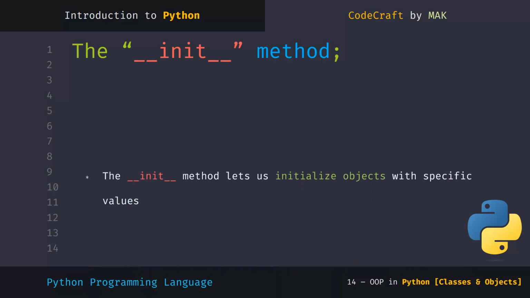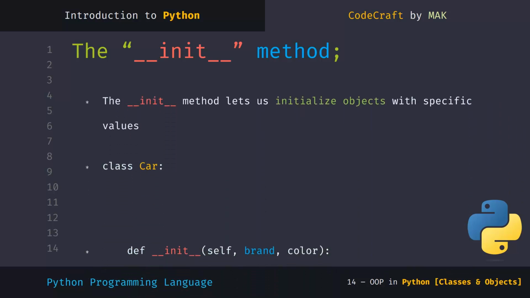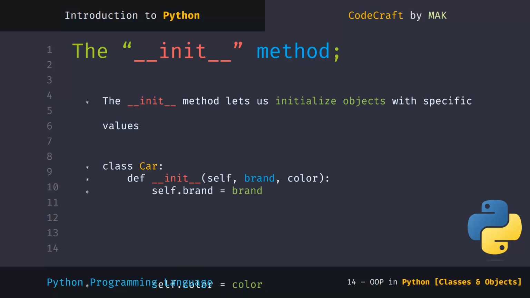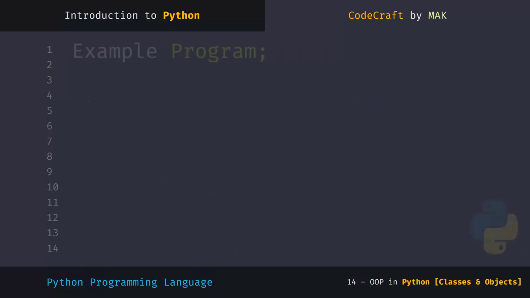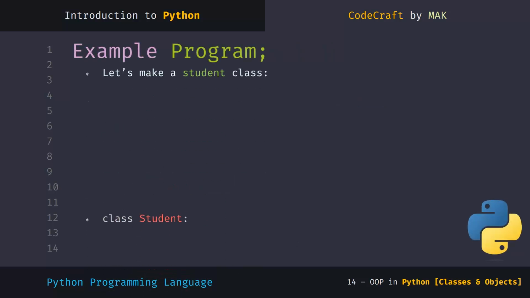The init method. The __init__ method lets us initialize objects with specific values. For example, class Car: def __init__(self, brand, color): self.brand = brand and self.color = color. Now we create an object my_car = Car with parameters Honda and blue. When we print my_car.brand, it will print Honda, and my_car.color will print the color, that is blue.